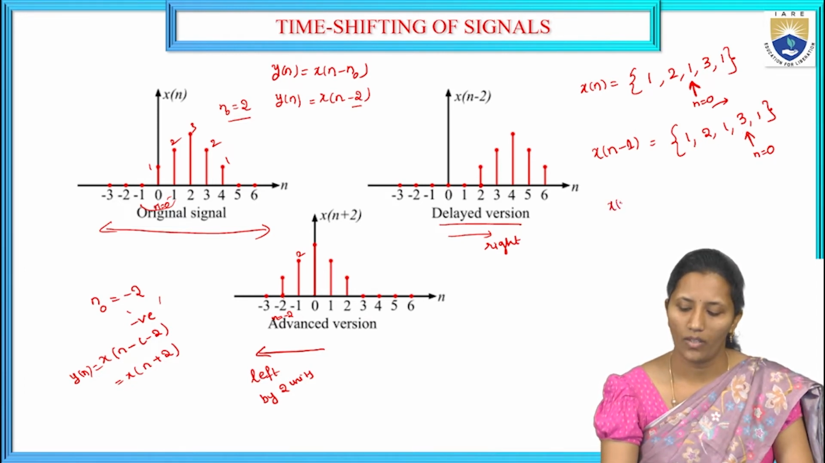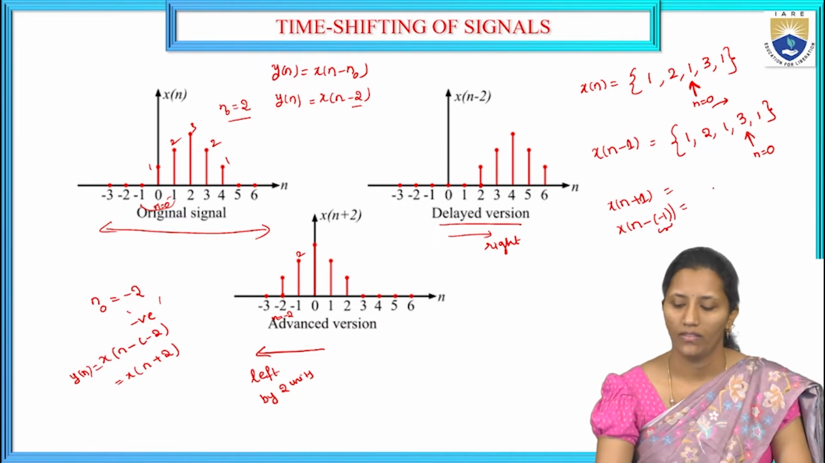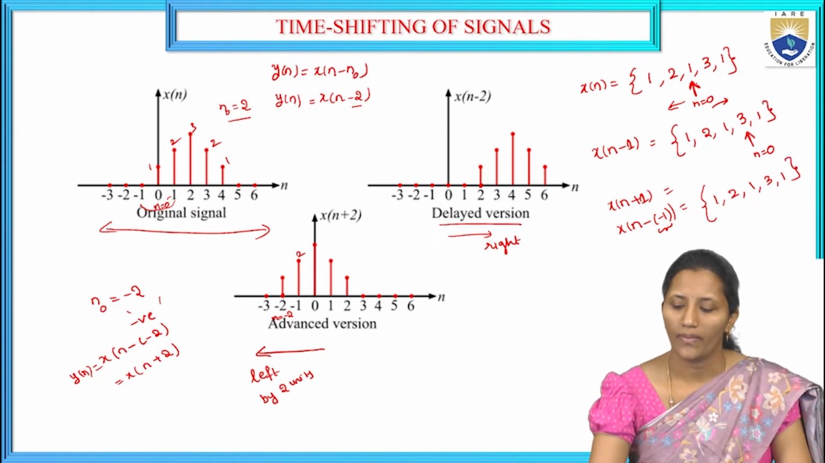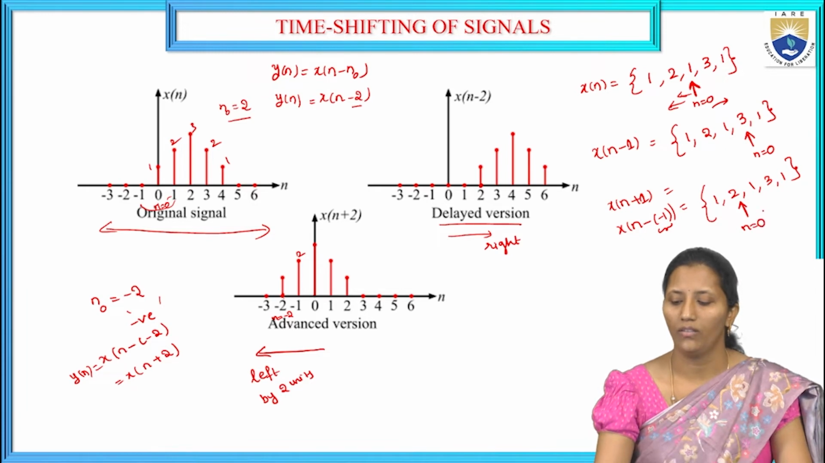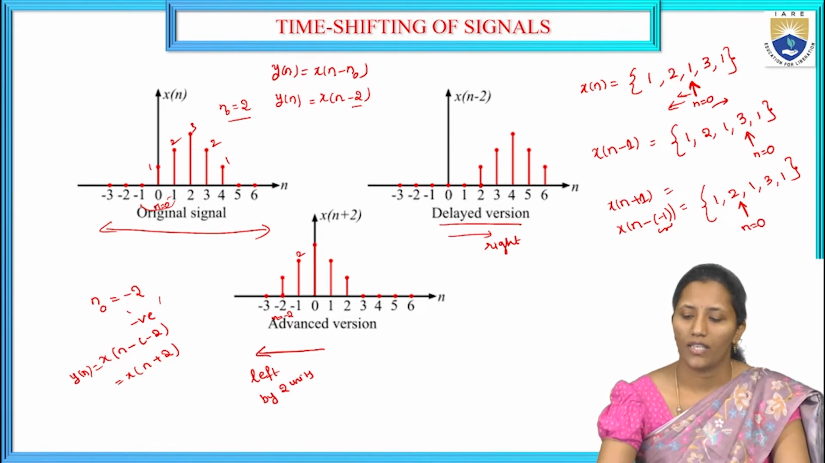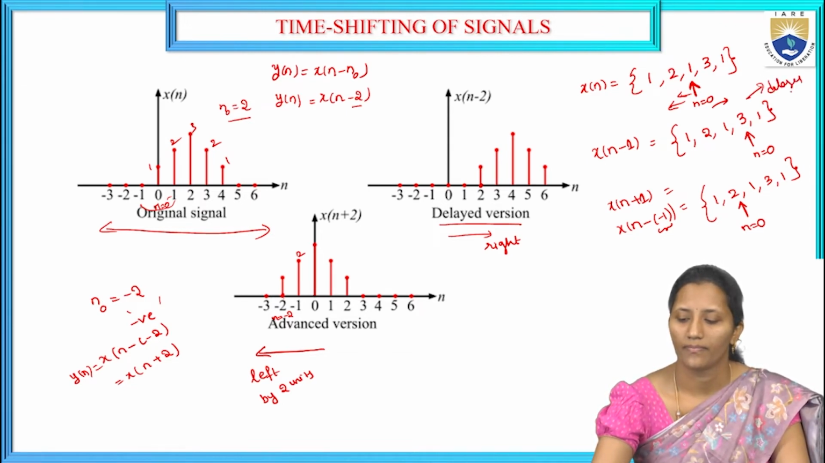For example, for x of n plus 1, we can write this as n minus of minus 1, so this is the negative value. So the arrow mark and the samples will be shifted to the left side. So 1, 2, 1, 3, comma 1. For the original signal, for n is equal to 0, we have 1. So this will be shifted to the left side by 1 unit. So for n is equal to 0, we are going to get 1, 2, 1, 3, 1. So this is the delayed signal. This is the advanced signal.